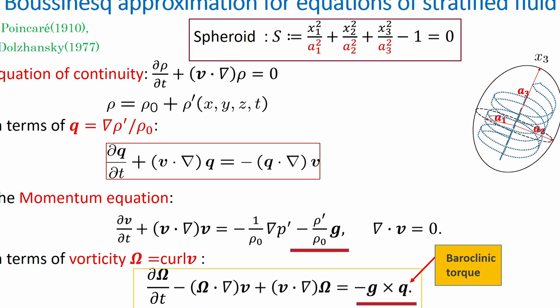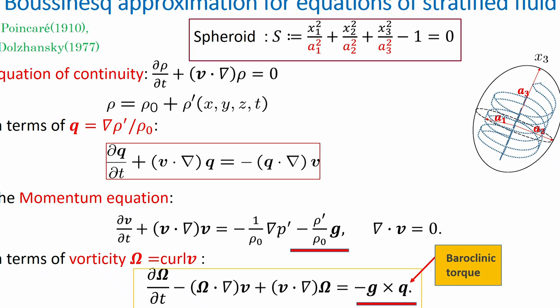Using the Boussinesq approximation, you can construct some exact solutions of the Navier-Stokes equations. And consider a general spheroid. Then we assume incompressibility, and density is divided into the uniform one and just a small perturbation. And by taking the gradient of this continuity equation, you get the following form of the continuity equation for the gradient of the density.